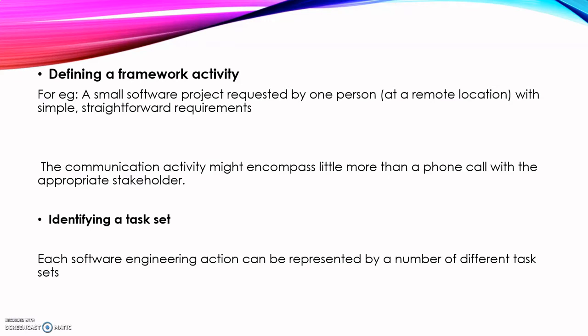So, we should choose a task set that best suits the needs of the project and characteristics of our software project. What does this mean? This means that a software engineering action can be adapted to the specific needs of the software project and characteristics of the project team with which the software is being developed. For example, if we are choosing a relatively small project, then the task set for requirements gathering might be like what we have previously done, right?